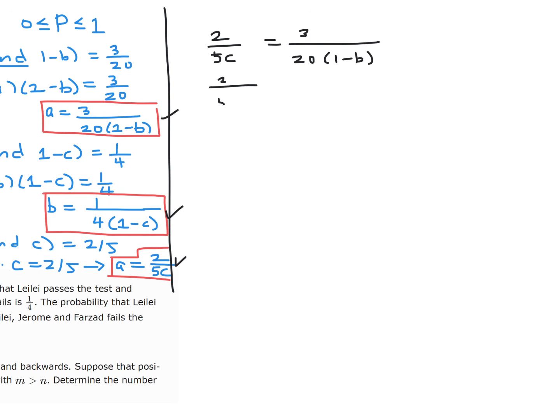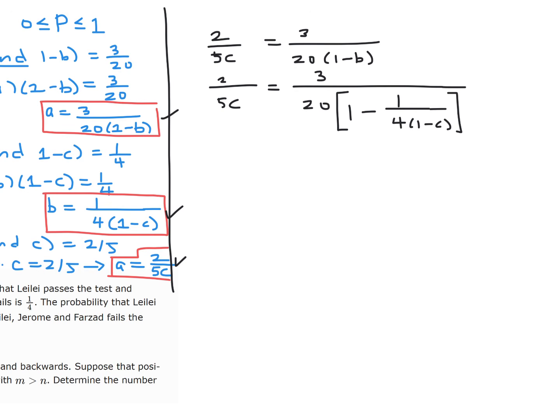So therefore, I could put that in. 20 times 1 minus B, and B is what? 1 over 4 times 1 minus C. Okay, so it's not the prettiest algebra, but it shouldn't be too bad. Okay, let's see what I can do.